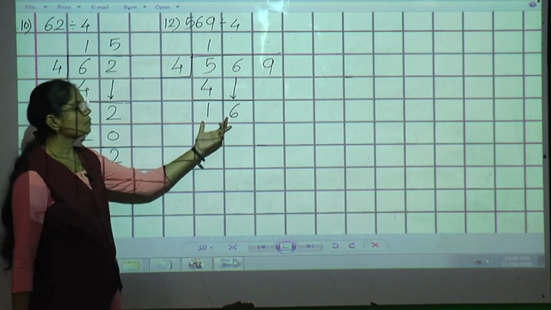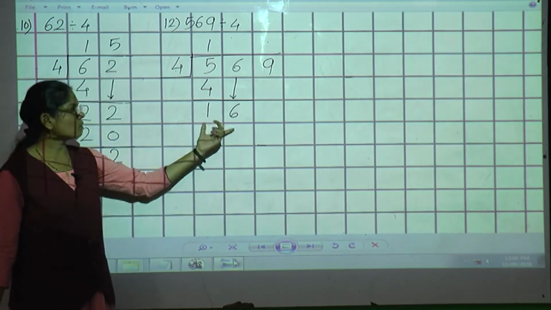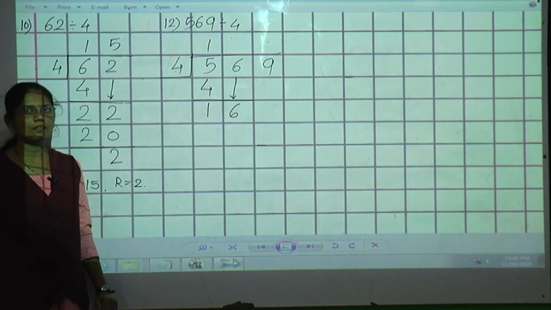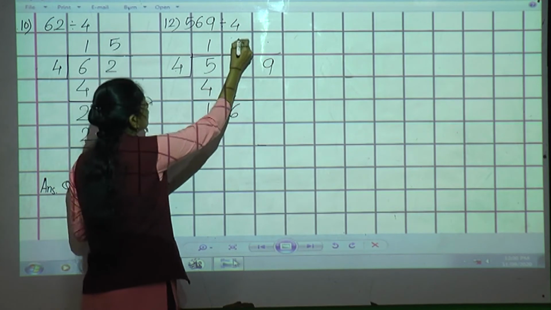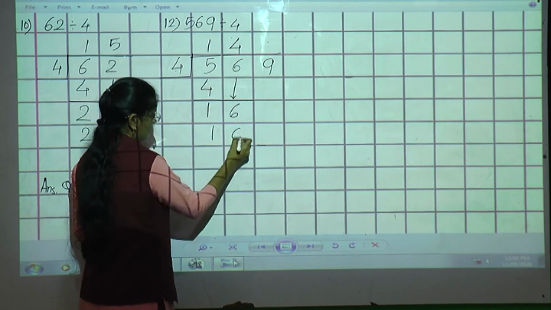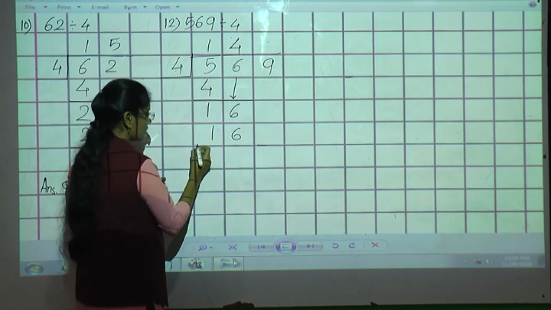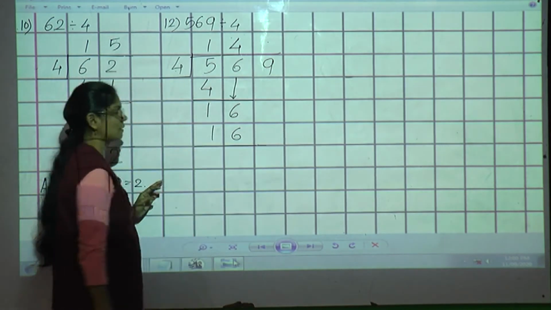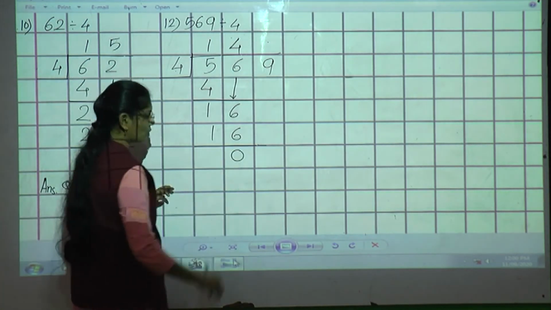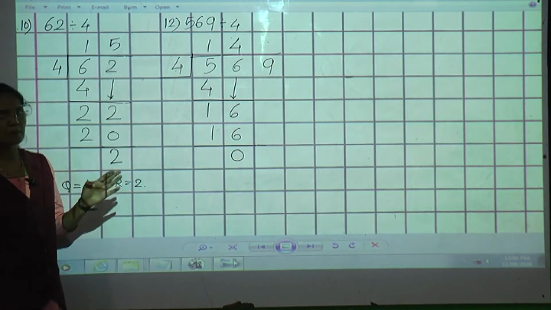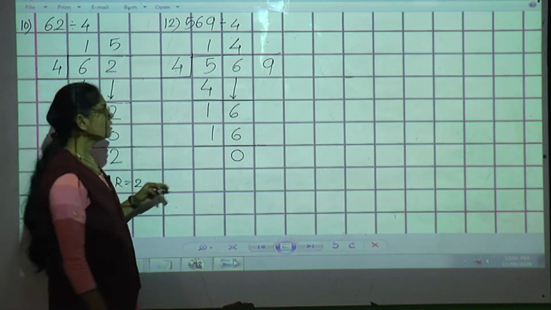Now here we have 16. Now in 16, how many 4s are there? Yes, 4 4s are 16. So write here 4 4s are 16. Now 16 minus 16. Yes, 0. As it is a 3-digit number, there are 3 steps. So we'll move to the third step.